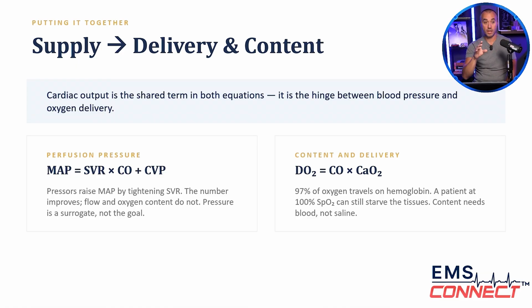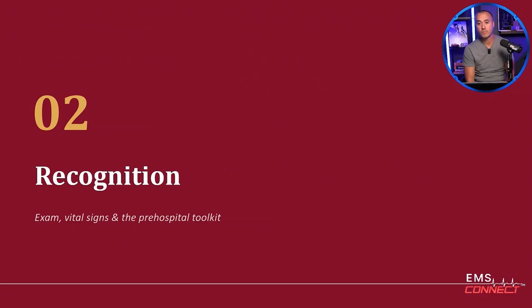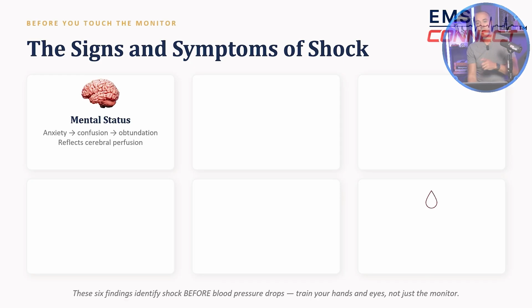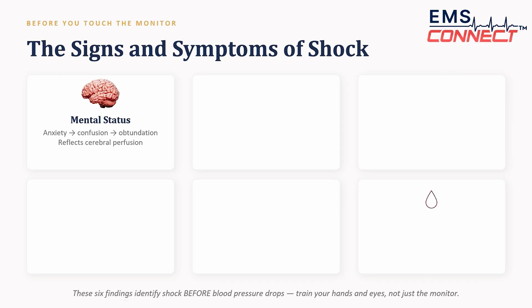And then the brain and vital organs need two things: oxygen and glucose, and a way to get there. All right. So recognition. How do we recognize shock before we even get a set of vitals? Number one, I want you to think about is mental status. And this is part of your walking into the room of sick, not sick, right? And just interacting with the individual.